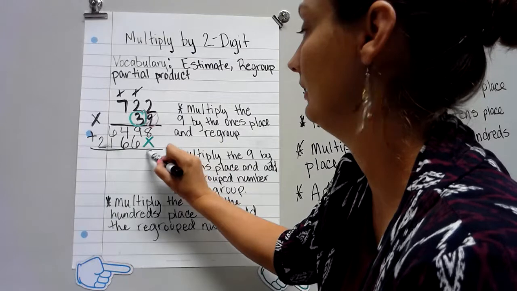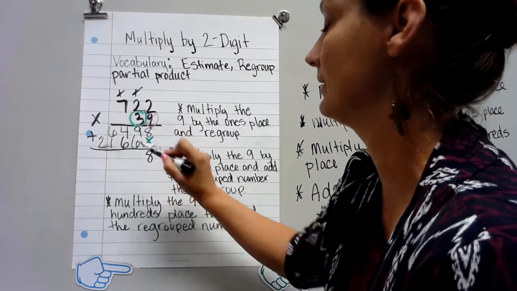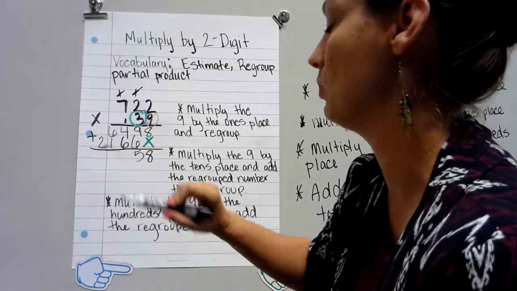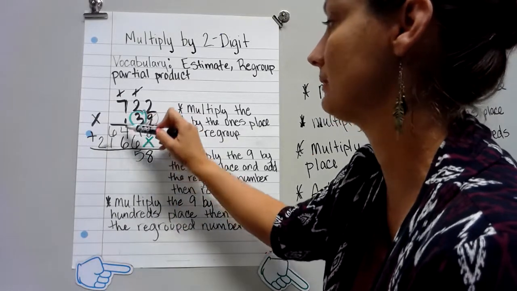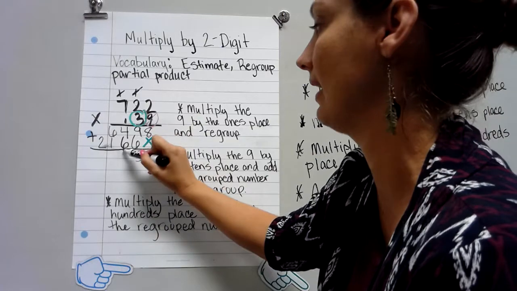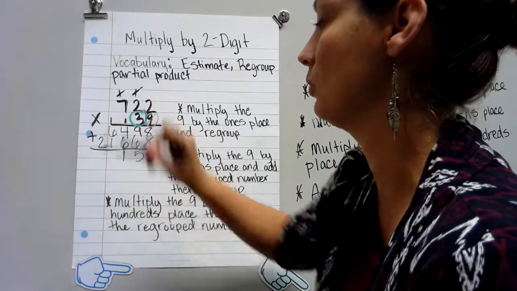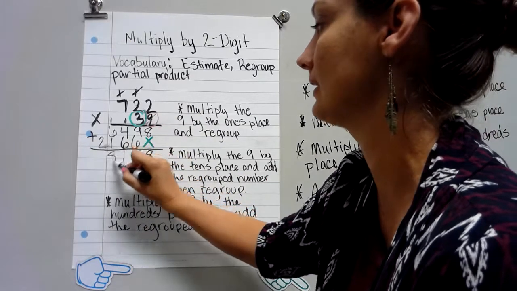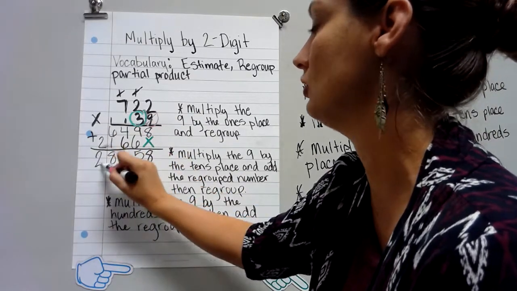8 plus nothing gives me 8. 9 plus 6 gives me 15. Regroup that 1 over into the hundredths place. 6 plus 4 is 10, plus 1 is 11. Regroup the 1 into the thousands place. 6 plus 1 is 7, plus 1 is 8. And 2 plus nothing is 2.